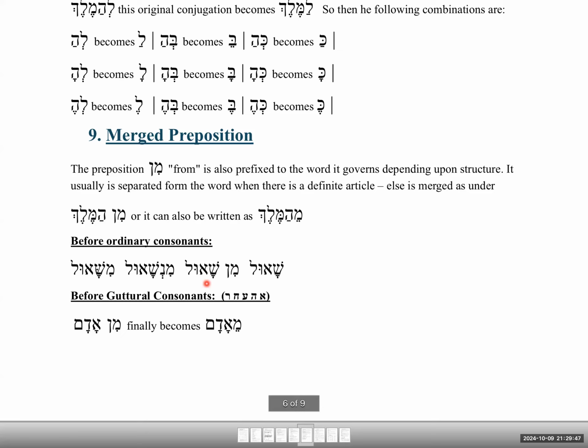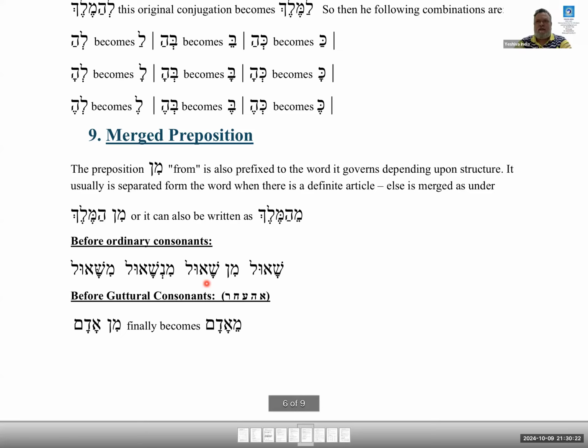Also, I noticed that Shaul becomes Min, which is Nun Sofit. Yes. Then when it conjoins with a word, because you cannot have a Sofit, it's only an end form. Correct. It takes on a Sheva. Min Shaul. And then you knock off the nun, and you double the shin. Okay. It'll take me some time to grasp that.